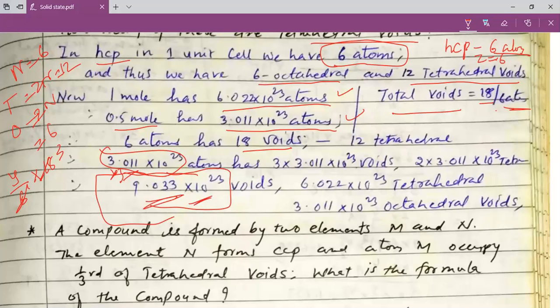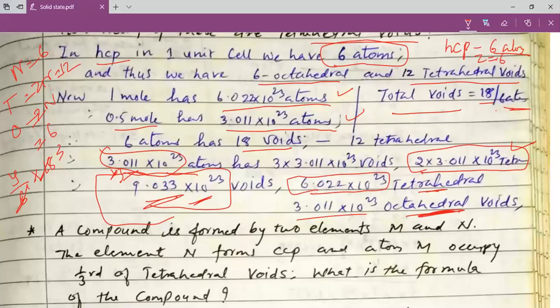Now we want to find out the total number of octahedral voids and the total number of tetrahedral voids. So we know that if we have 3 atoms, then we have 2 into 3.011 into 10 to the power 23 tetrahedral voids, and 1 into 3.011 is the octahedral voids that we have. So my dear students, we will have a total of 6.022 into 10 to the power 23 tetrahedral voids, whereas we will have 3.011 multiplied by 10 to the power 23 octahedral voids. Now you may have this question: how do we get this?